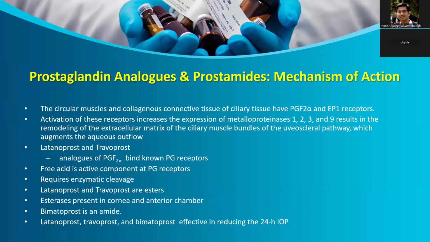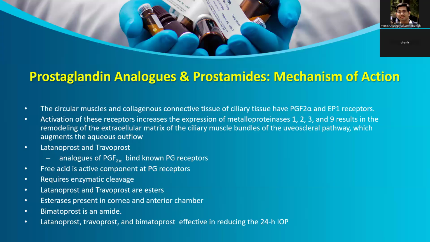These act on the PGF2 alpha receptors. PGF2 alpha receptors are present in the circular and the connective tissue of ciliary muscles. When these receptors are activated, they increase the expression of metalloproteinases 1, 2, 3, and 9 in the ciliary muscles. By increasing the expression of these, they result in the remodeling of the ciliary muscle bundles, which causes increased uveoscleral pathway outflow. This is the major mechanism of action of prostaglandin analogs.